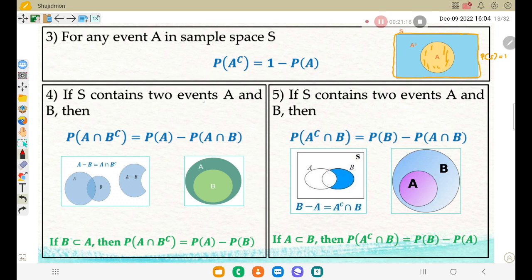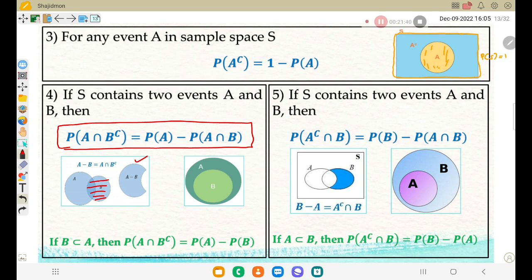S contains two events A and B, then the probability of A intersection B complement. A intersection B complement is the same as A minus B. That means from A, delete the B portion, as you can see in this picture, this portion. That is A intersection B complement.